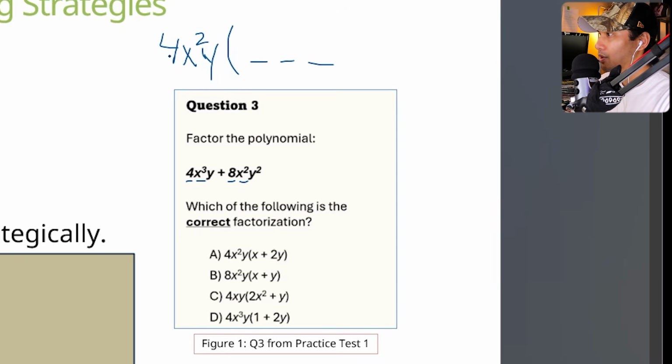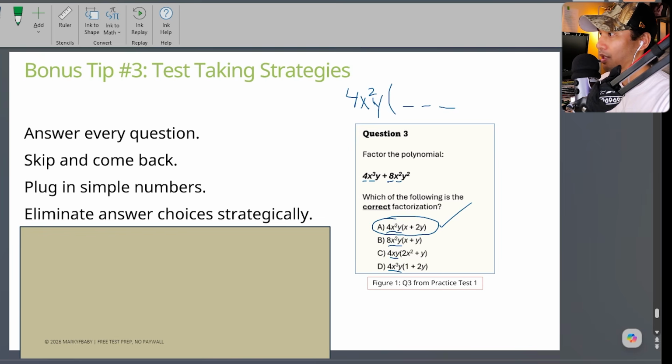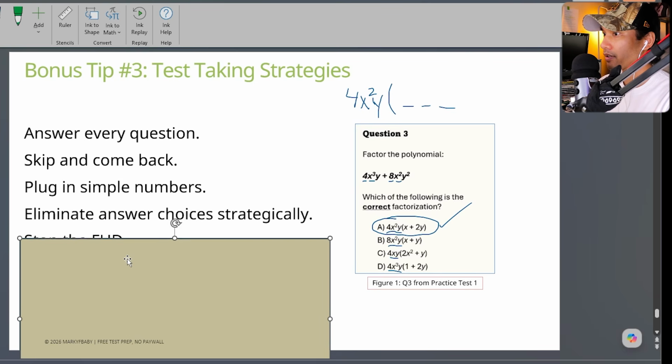But then let's look at our answer choices. 4x squared y, 8x squared y, 4xy, 4x cubed y. Well, this is the only answer with 4x squared y. This must be the right answer. So go ahead and mark it and go on to the next question. There's no need to do the math because you are very confident in your math, okay? Because you have practice with your boy, all right? So let's go ahead and go on to the next testing strategy.